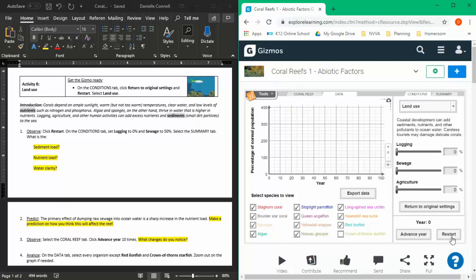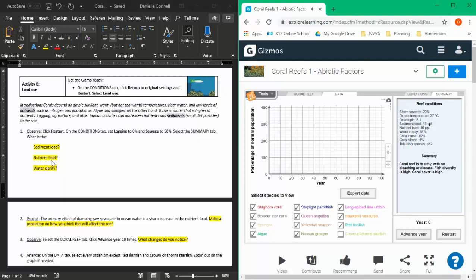So we're going to click Restart again, just in case. On the Conditions tab, we're going to set logging to 0, sewage to 50, and keep agriculture at 0 as well. Select this Summary tab again, and we're just recording some numbers here. What is the sediment load? What is the nutrient load?